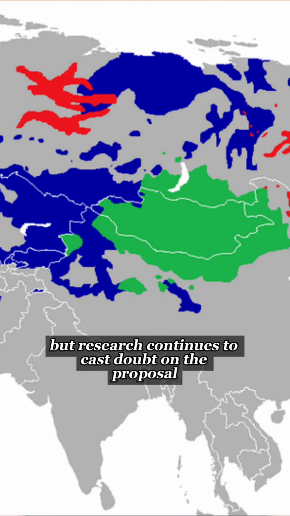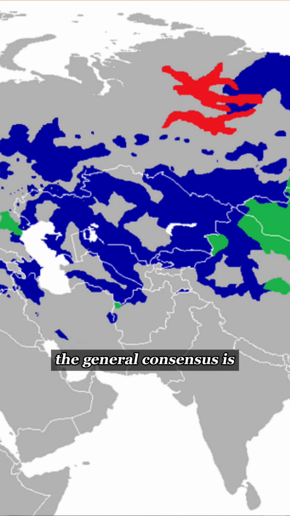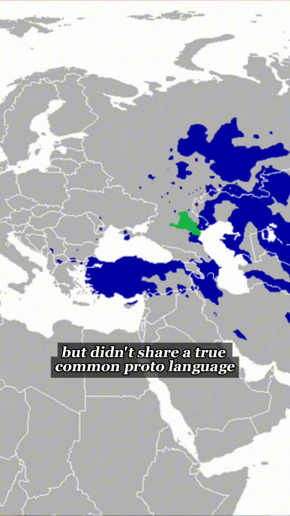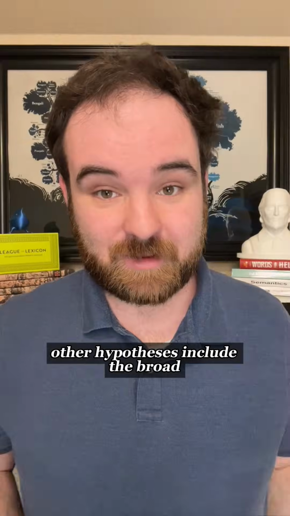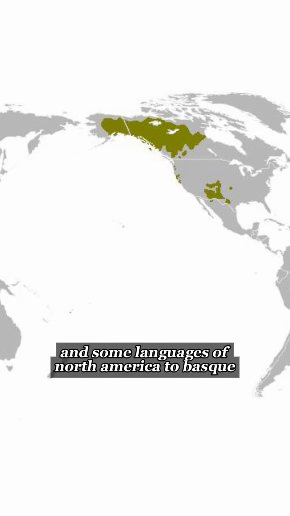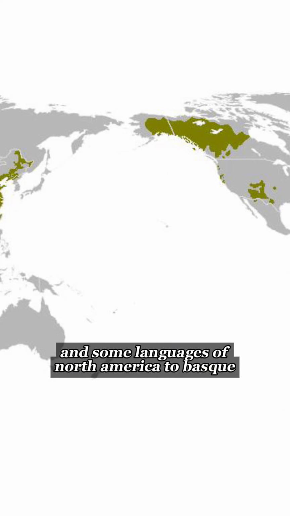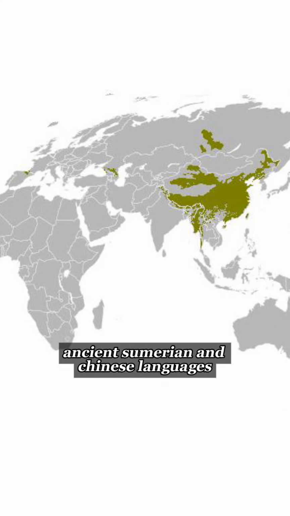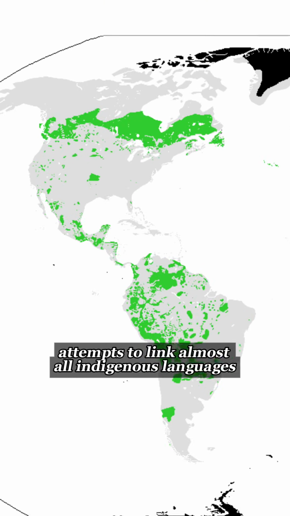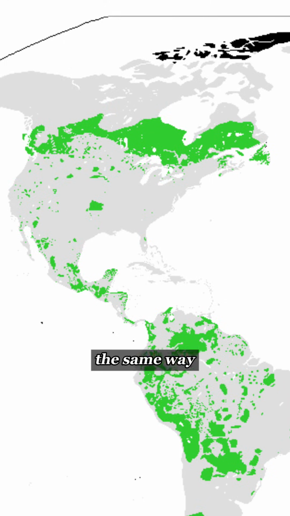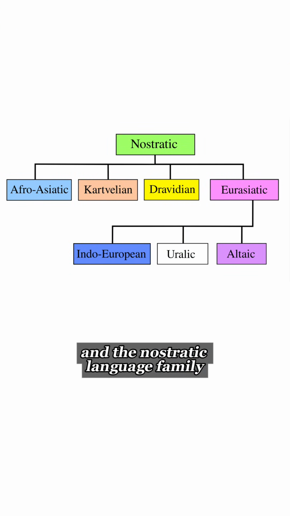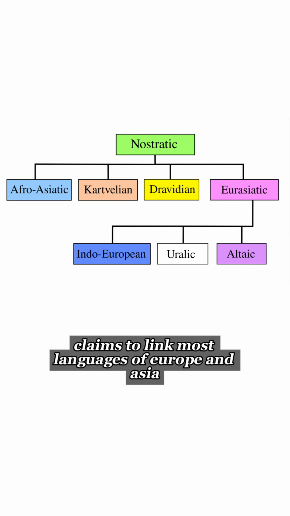But research continues to cast doubt on the proposal. The general consensus is that these languages influenced each other in the early stages, but didn't share a true common proto-language. Other hypotheses include the broad Dene-Caucasian hypothesis, which links Navajo and some languages of North America to Basque, Ancient Sumerian, and Chinese languages. The proposed Amerind language family attempts to link almost all indigenous languages of the Americas to each other, the same way Indo-European links most languages of Europe. And the Nostratic language family claims to link most languages of Europe and Asia.